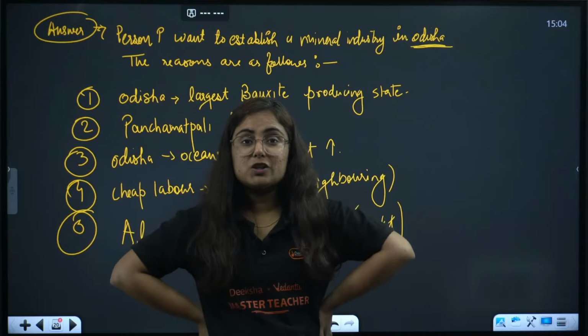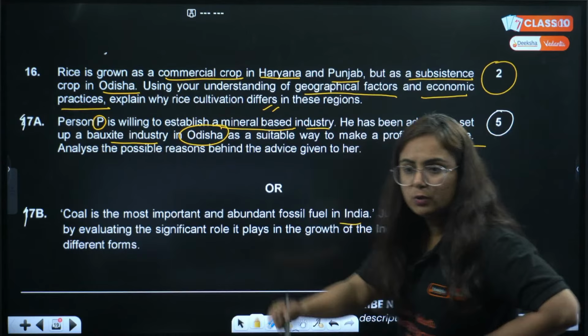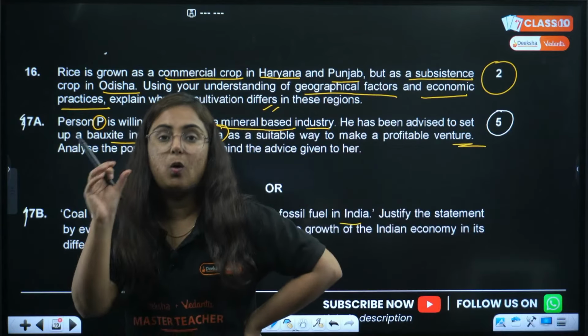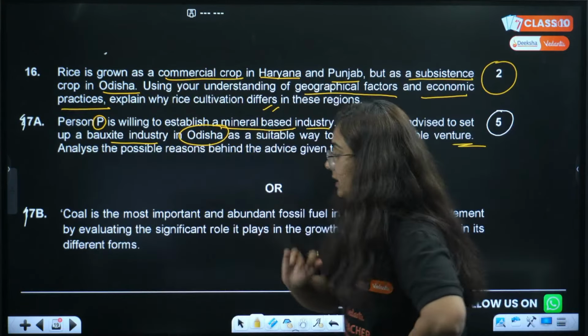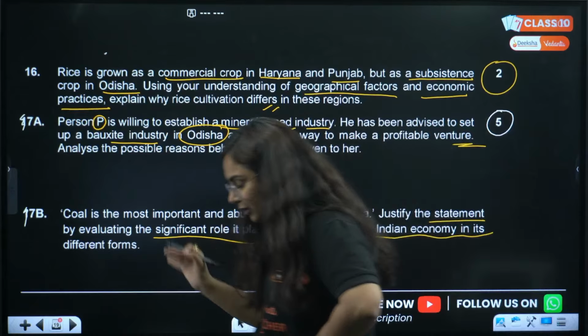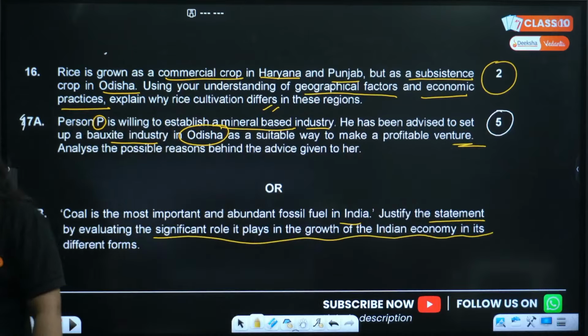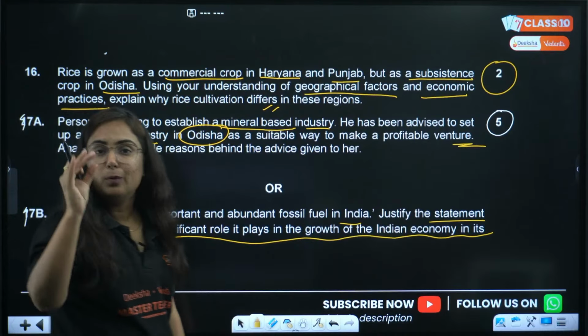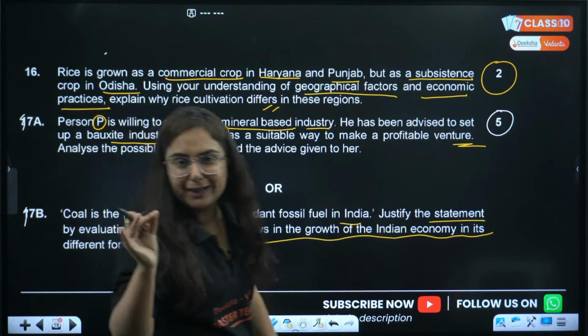Agreed? Very good. Let's read the next question, which was in the option. Coal is the most important and abundant fossil fuel in India. Is it? Yes, we are using it from a long time. Coal is the basic energy resource in India. Justify the statement by evaluating the significant role it plays in the growth of Indian economy. Yes, it can be considered as a backbone of energy resource in India, right?